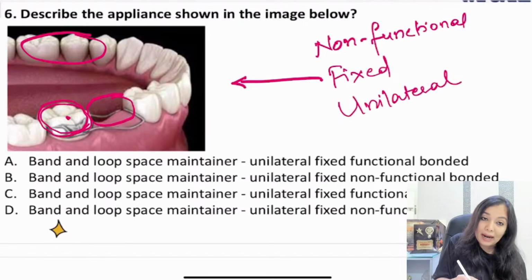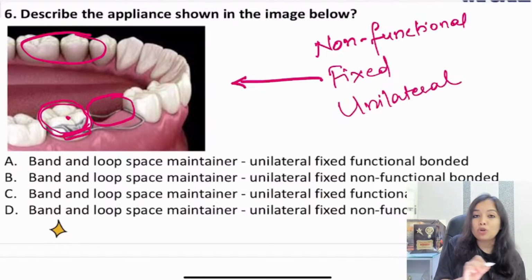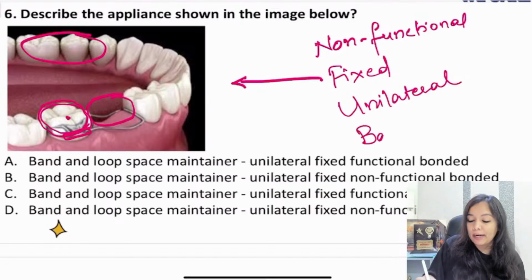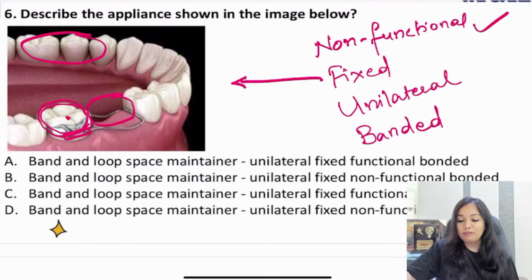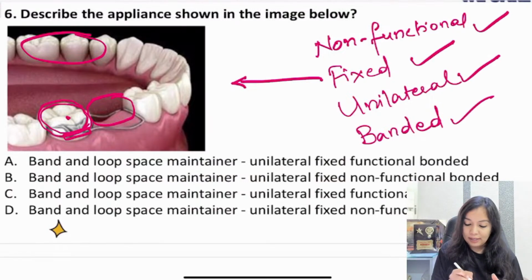Also, there is a band present over here. There are no molar tubes. It is not bonded, so it becomes banded because it is soldered to the band. Okay, so it is non-functional, fixed, unilateral and banded. So we have it here in option D.